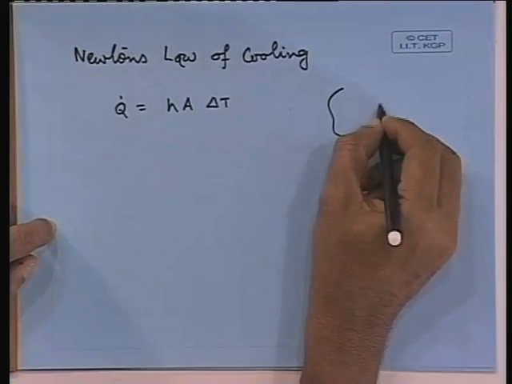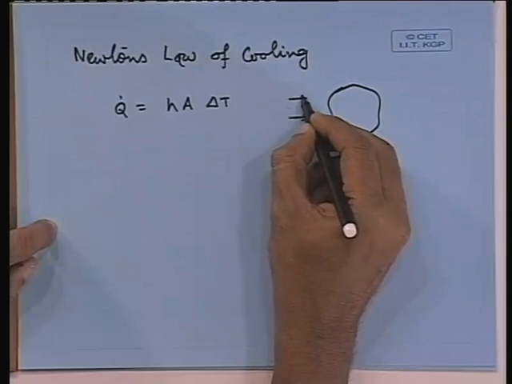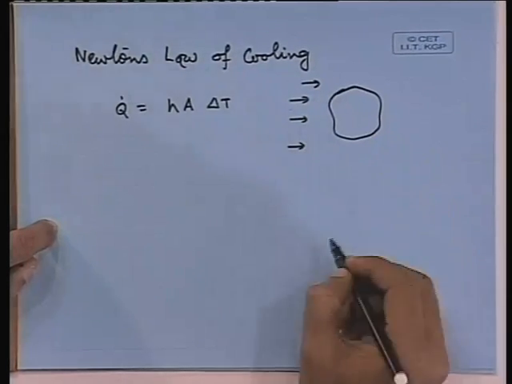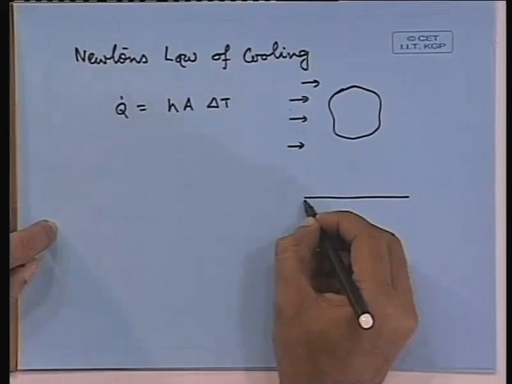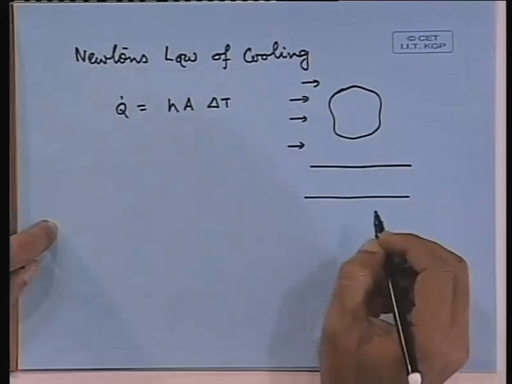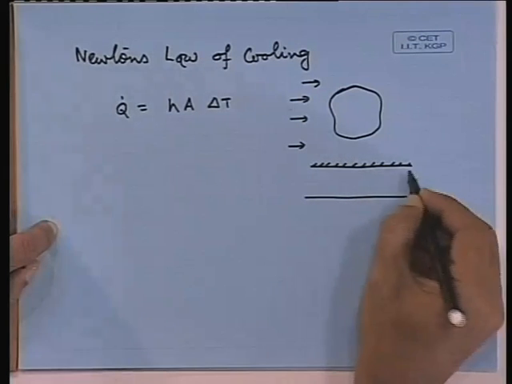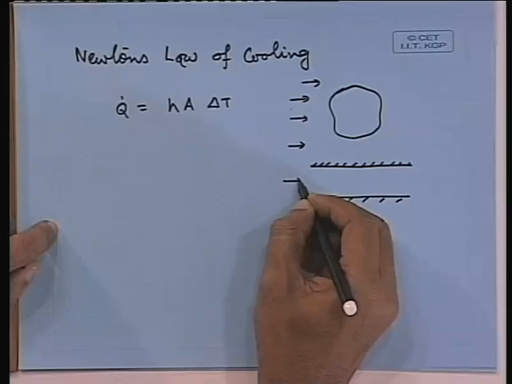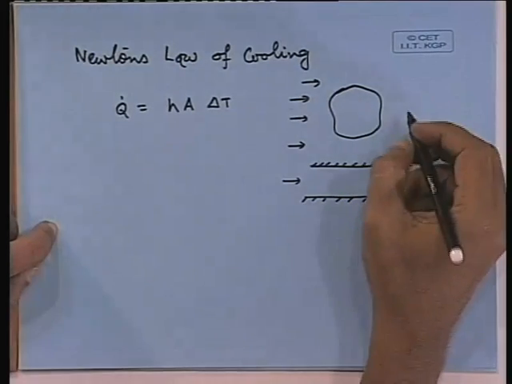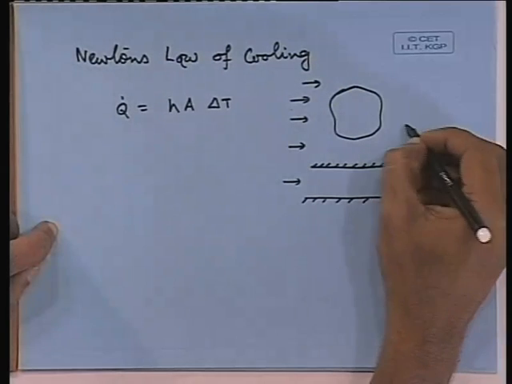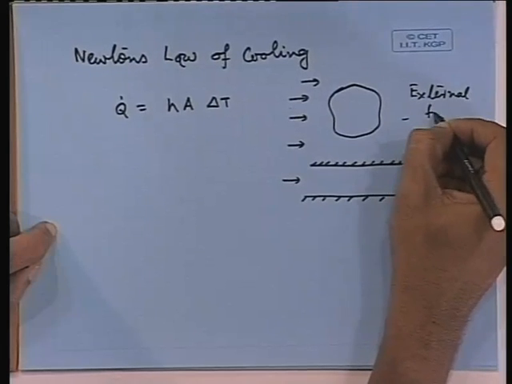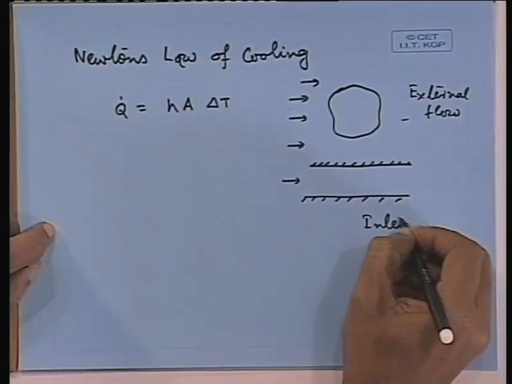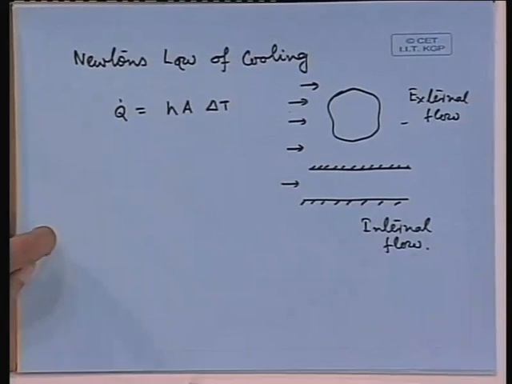Now, delta T could be like this. Let us say there could be different situations. Let us say this is one phenomenon where this is a body and this is the fluid which is flowing past it. Or the phenomenon could be something like this, where this is a conduit of any arbitrary shape and fluid is flowing through it. So, this is one situation and this is another situation. This is known as external flow and this is known as internal flow. External flow and internal flow.